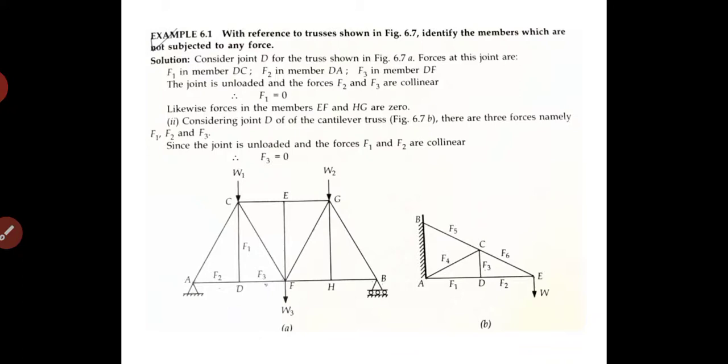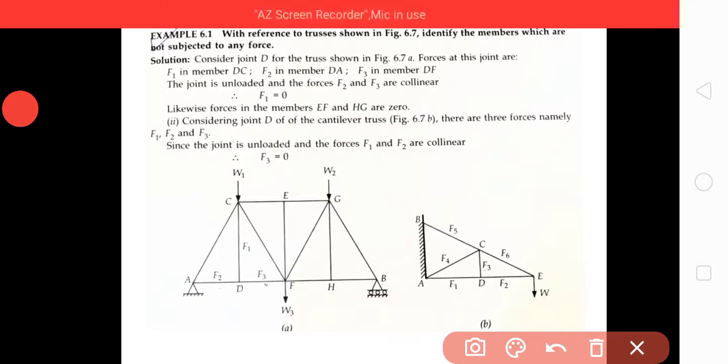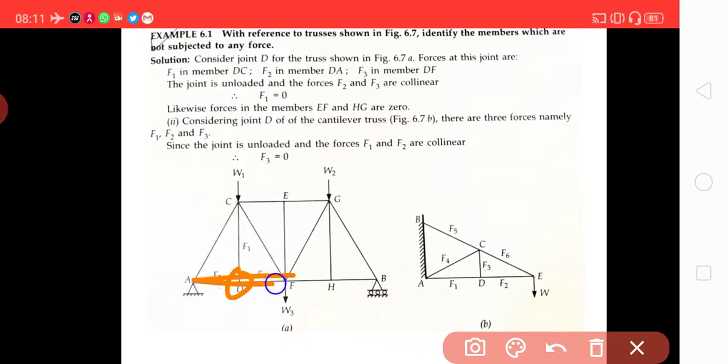Solution. Now consider joint D for the truss shown in 6.7a. This is the joint D. The forces at the joint are F1 in the member DC, F2 in the member DA, F3 in the member DF. The joint is unloaded and the forces F1, F2 are collinear, then there will not be any force in this member.